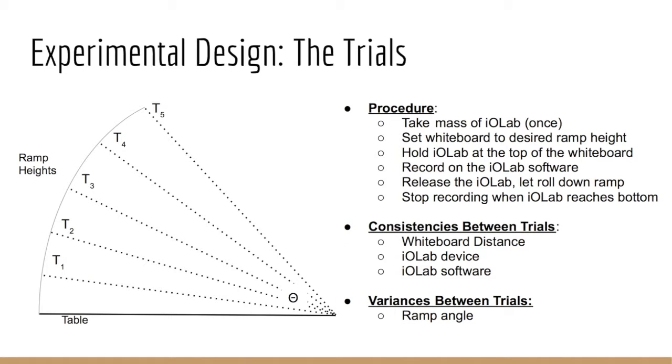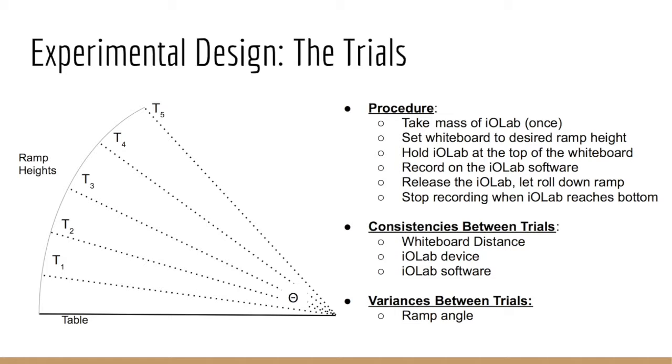For our procedure, we first took the mass of the IO lab, then we set our whiteboard to our set ramp height and held the IO lab at the top of the whiteboard. We then recorded the velocity, acceleration, and force of the IO lab from when we released it until it reached the bottom of the ramp. We then repeated this experiment with the whiteboard at different angles.